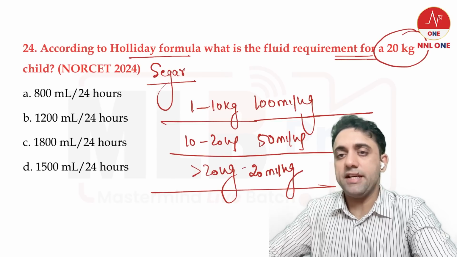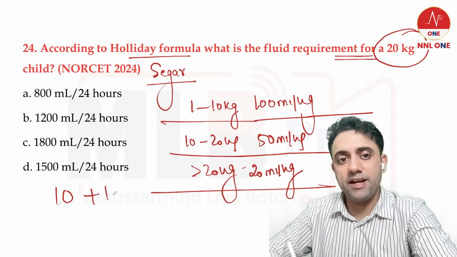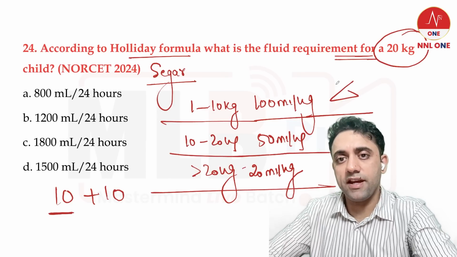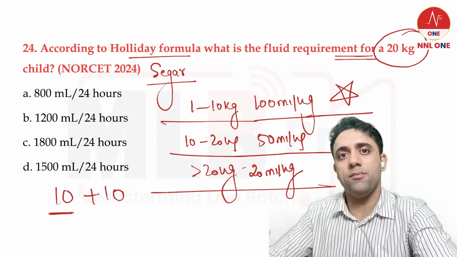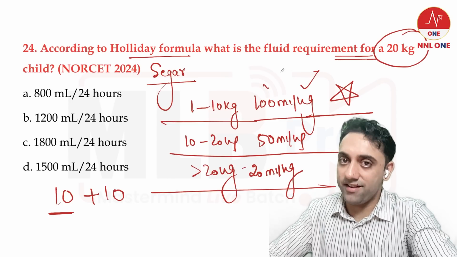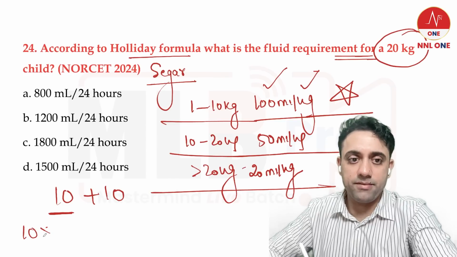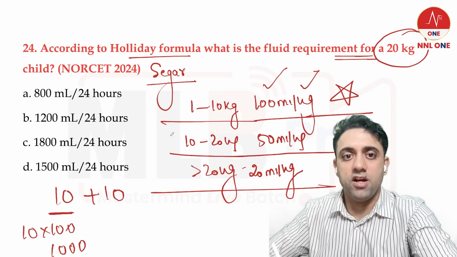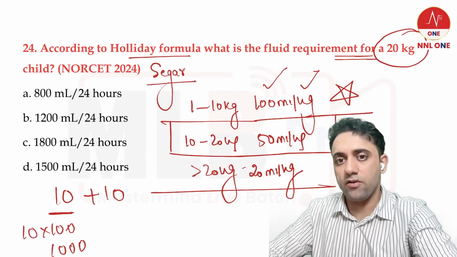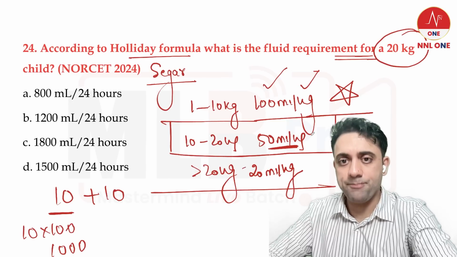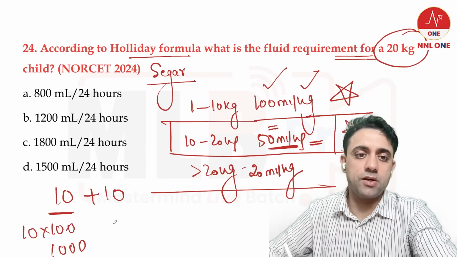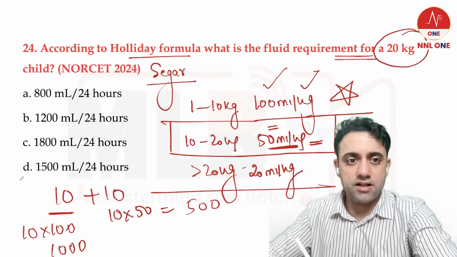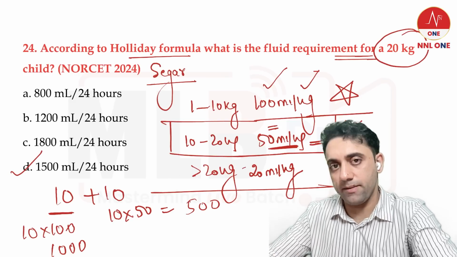If the baby is 20 kg in this question, I will do 10 plus 10. Why? Because the first 10 kg is always dedicated to 100 ml per kg. So for a 1 kg baby, 100 ml fluid is required. For a 10 kg baby, 10 into 100 is 1000 ml. Whatever the next 10 kg is left will always be at 50 ml per kg. So for a 1 kg baby, 50 ml is required, and for 10 kg, 10 into 50 is 500 ml. So the best answer for this question, very importantly, is 1500 ml.